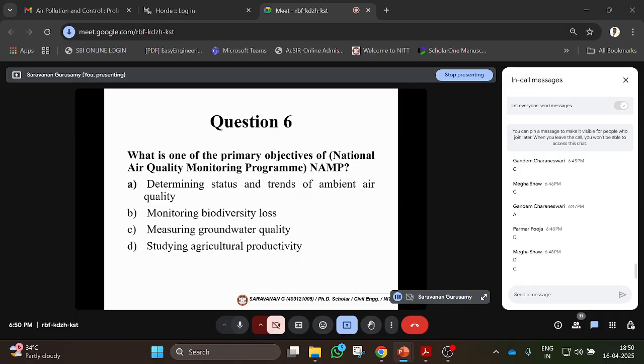Yeah. Which one is the primary objective of NAMP? NAMP is one of the air quality monitoring programs. So what is the aim of that NAMP? Determining status and trends of ambient air quality, monitoring biodiversity loss, measuring groundwater, studying agricultural productivity. So ours is related only to ambient air quality. So NAMP is to determine status and trends of ambient air quality.